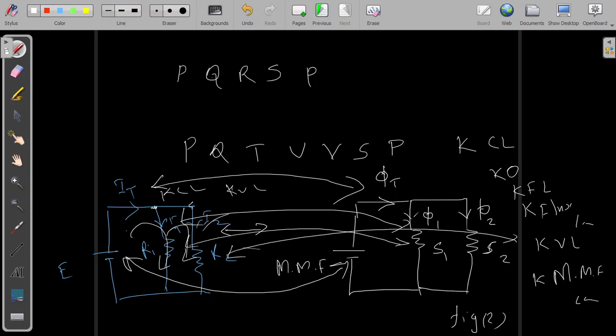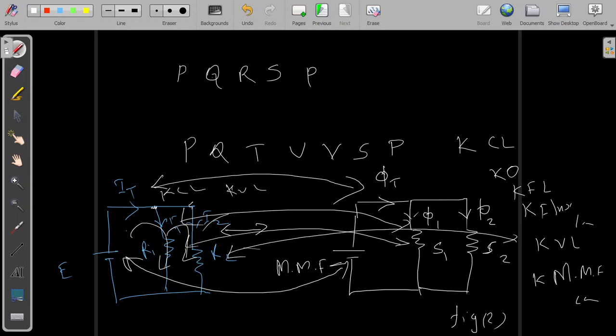Once again, we are going to apply these two laws, that is the KFL and KMMF laws, for a magnetic circuit. That means I'm going to apply KVL for this magnetic circuit.